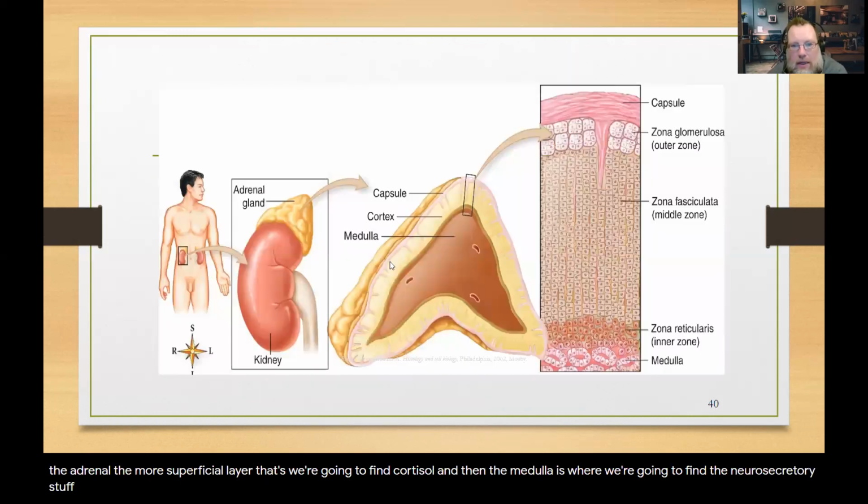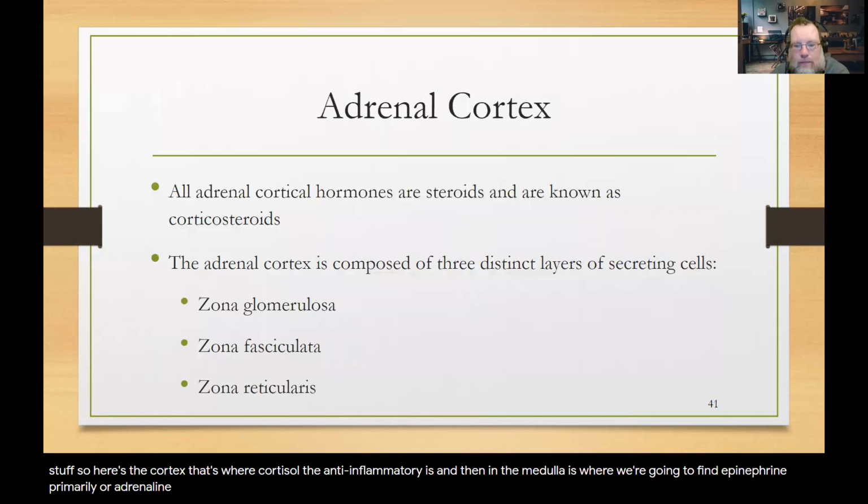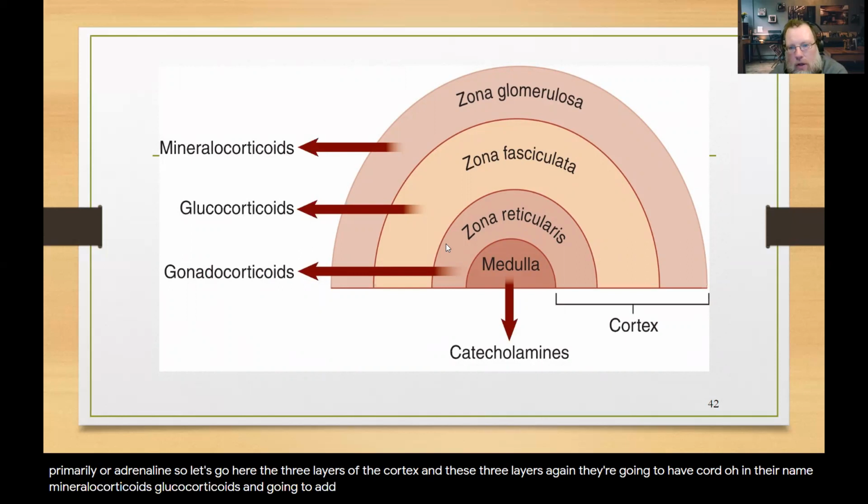So here's the cortex. That's where cortisol, the anti-inflammatory, is. And then in the medulla is where we're going to find epinephrine primarily, or adrenaline. So let's go here. There are 3 layers of the cortex. And these 3 layers, again, they're going to have corto in their name: mineralocorticoids, glucocorticoids, and gonadocorticoids, all released from a different area. So we'll look at these briefly in a few minutes.